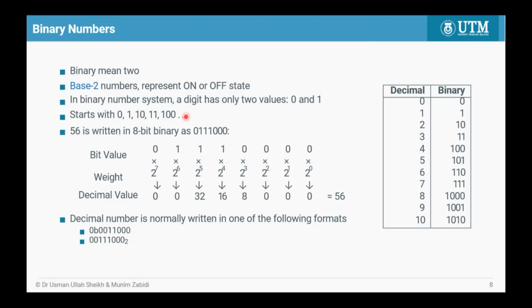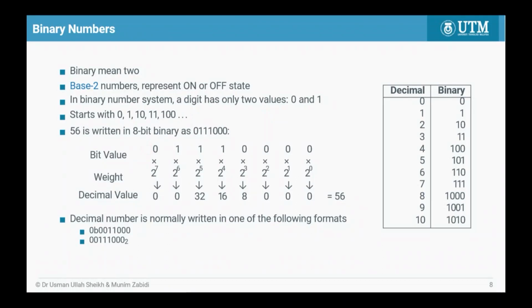For example, you have the decimal number 56, and you're going to write it in 8-bit binary. So how do you write this one here? There are 2 ways to do that. One, you can press your calculator, of course. And the second one, you can use the weightage system.